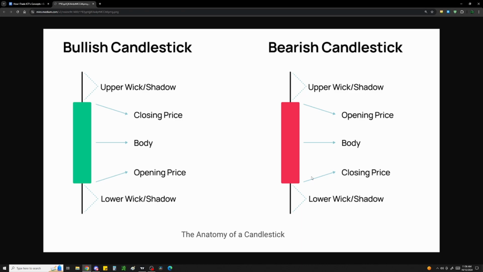So if the closing price is lower than the opening price, it's going to be red. If the closing price is higher than the opening price, then it's going to close green. And that's what makes that candlestick either bullish or bearish. The wicks just tell you what the lowest point or the highest point is that candlestick traded within that candlestick's time frame, whether it be 1 minute, 5 minute, 15 minute, 1 hour, 4 hour, daily, weekly, monthly, and so forth. That's all you need to know.